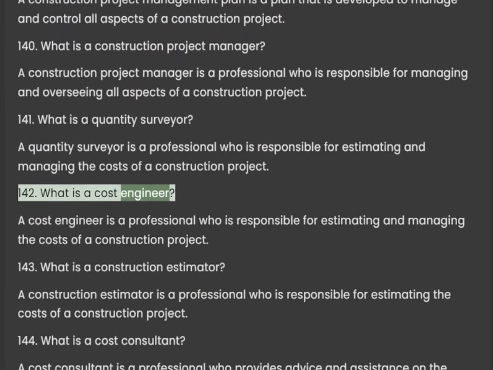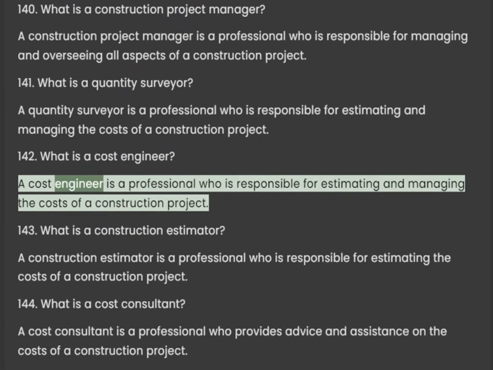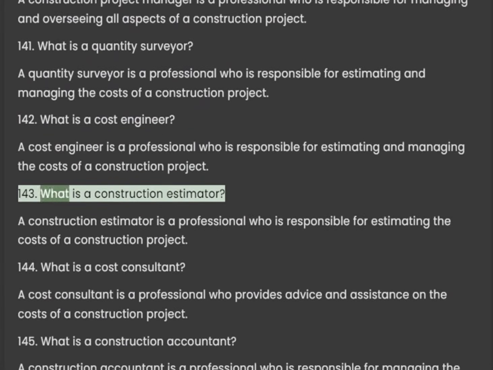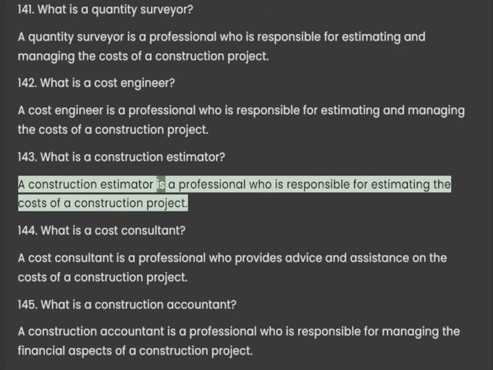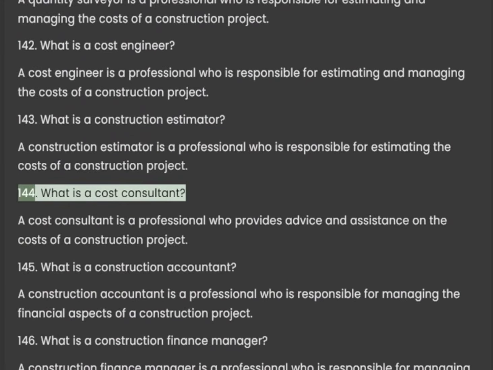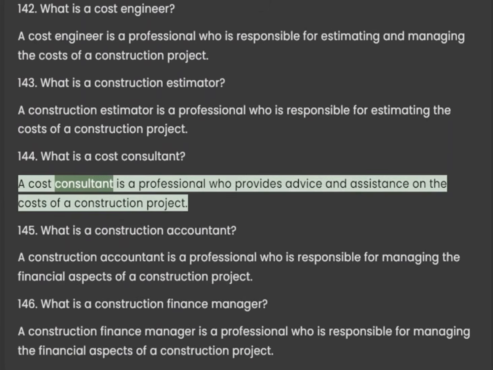142. What is a cost engineer? A cost engineer is a professional who is responsible for estimating and managing the costs of a construction project. 143. What is a construction estimator? A construction estimator is a professional who is responsible for estimating the costs of a construction project. 144. What is a cost consultant? A cost consultant is a professional who provides advice and assistance on the costs of a construction project.